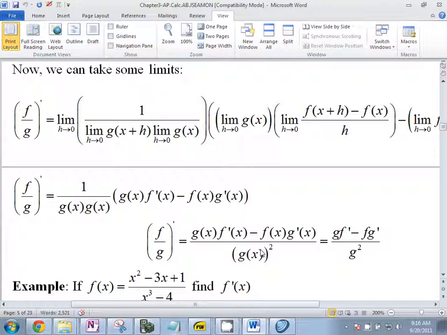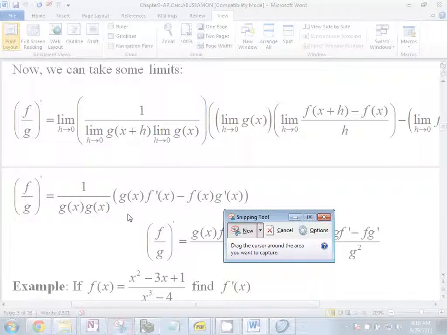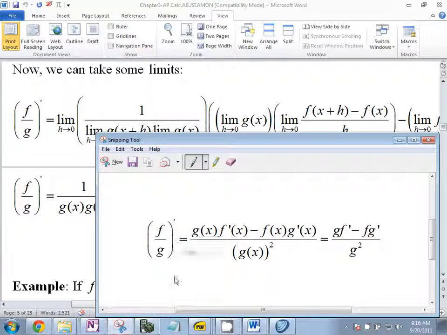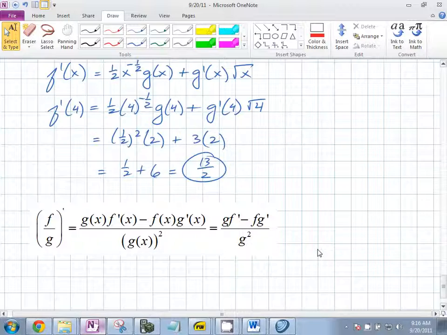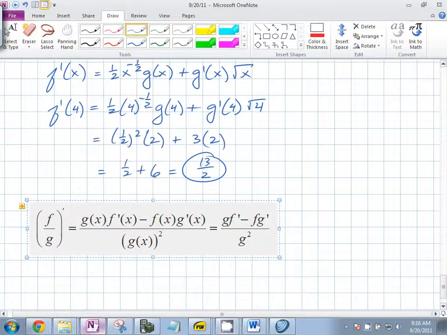And it looks nasty, and it looks like something you don't have to memorize, but you have to memorize this. You will memorize it. You're going to use this hundreds of times. This right here is called the quotient rule. Yes, it is called the quotient rule. Make it nice and big for you.